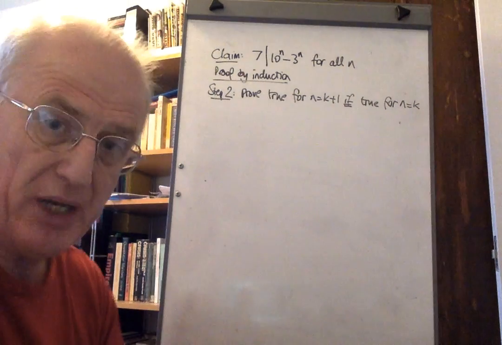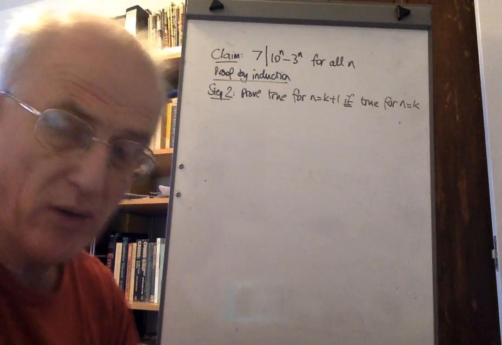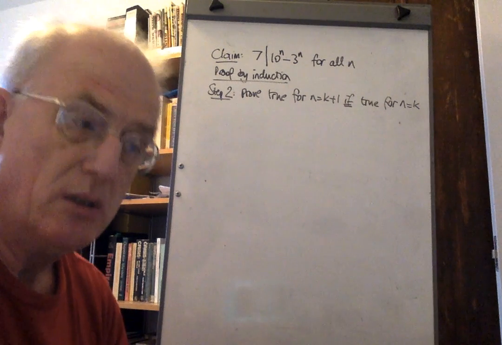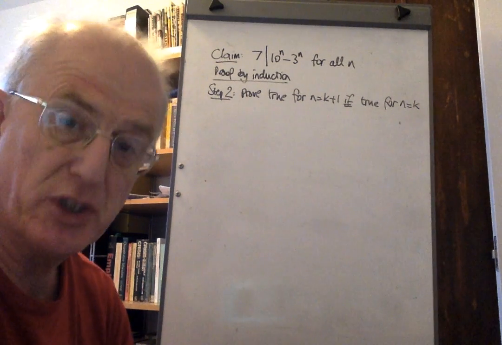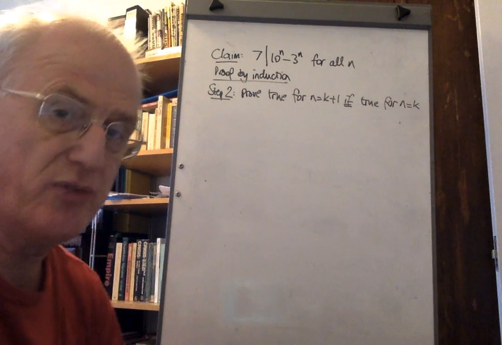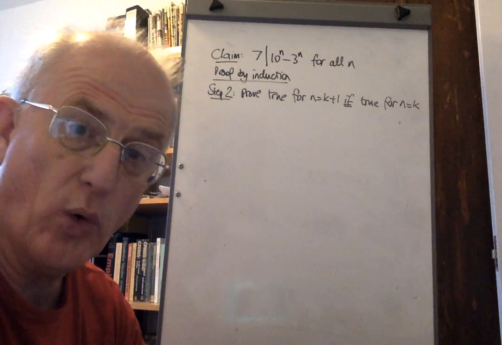But if we have step 1 and step 2, then we know it's true for 1. Step 2 will then tell us it's true for 2. Step 2 will tell us if it's true for 2, then it's true for 3. If it's true for 3, then it's true for 4. If it's true for 4, then it's true for 5, for 6, and 7, 8, and for all numbers.